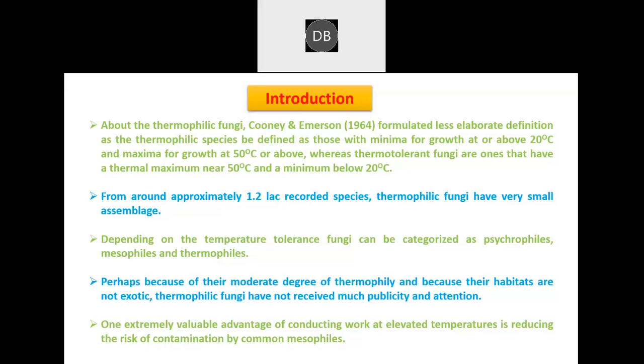One extremely valuable advantage of conducting work at elevated temperature is reducing the risk of contamination by common mesophiles, because these fungi have to be isolated and studied at 45 degrees centigrade. Therefore, other mesophiles do not contaminate these fungi. That's why work on thermophilic fungi becomes easier.